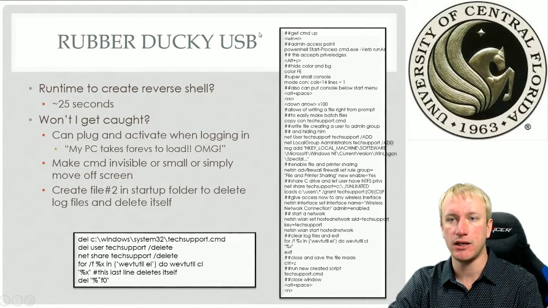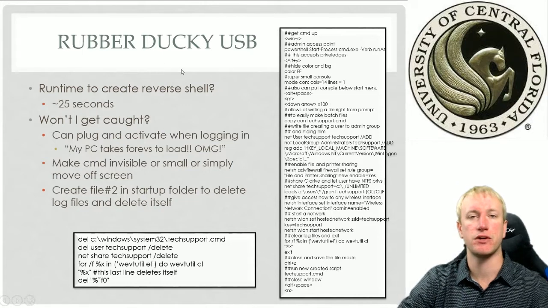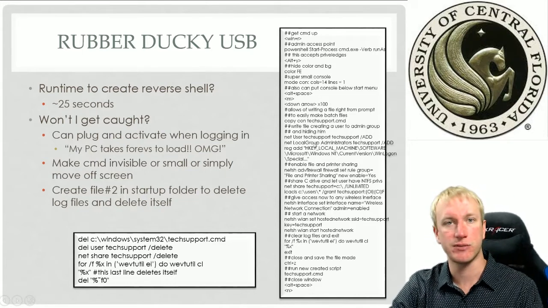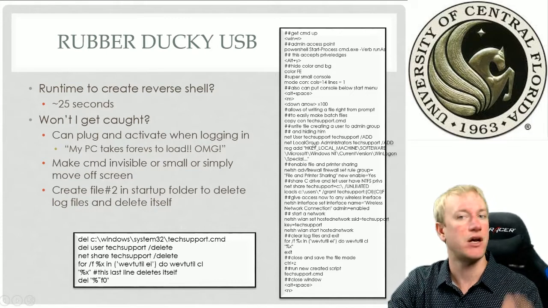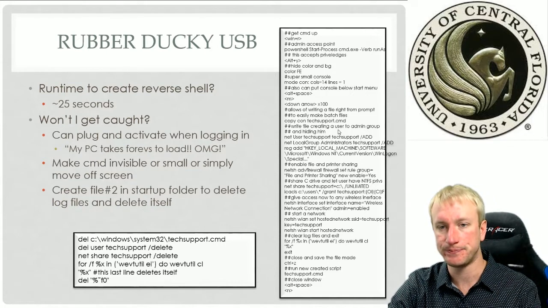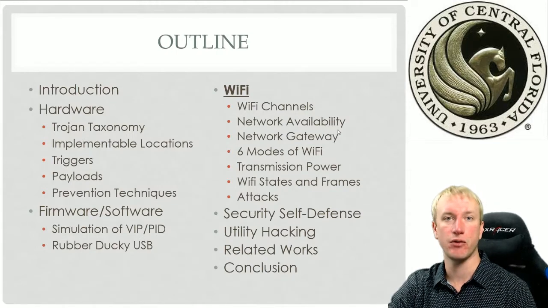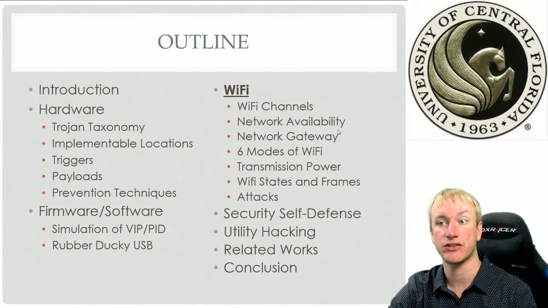Rubber Ducky USB is the easiest commercial over-the-shelf device to do this. There's been other ones called like the Glitch, a little bit more expensive but more efficient, and there's tons of other tools as well. You just need to Google them. So we've seen it's super easy, firmware attacks, hardware attacks, and then even external device attacks.